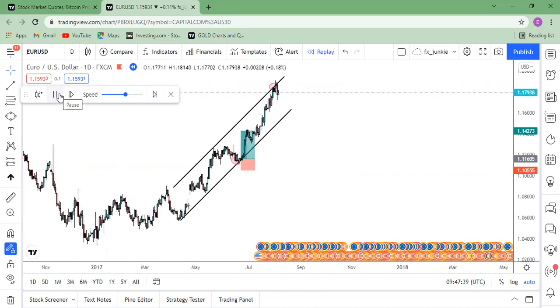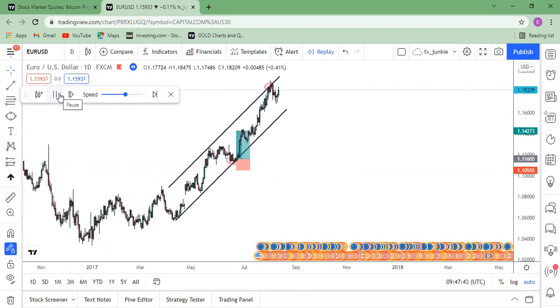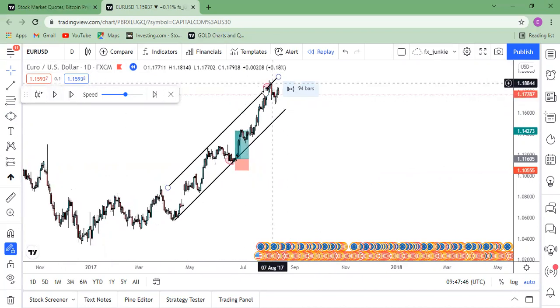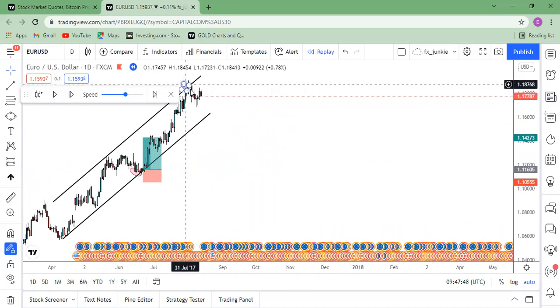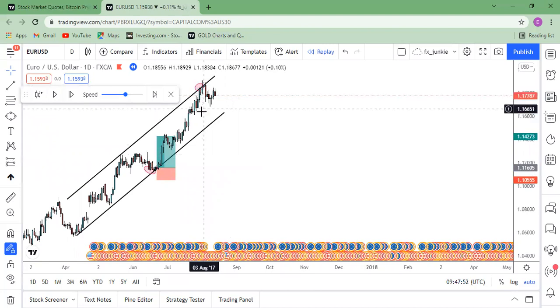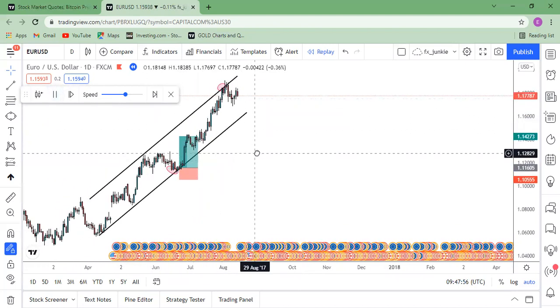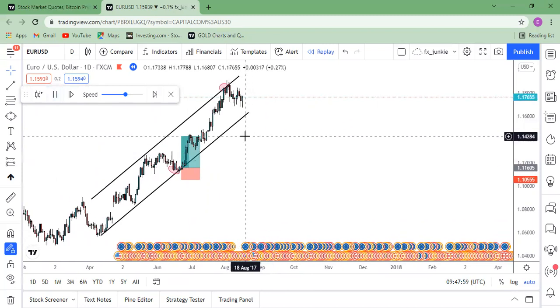You see it? Based on just the basics. We're only using the basics. You could have made a lot of money here. This is a daily chart. If you sold it here, you'd have made a lot of money because the level held, the market fell. This is beautiful.